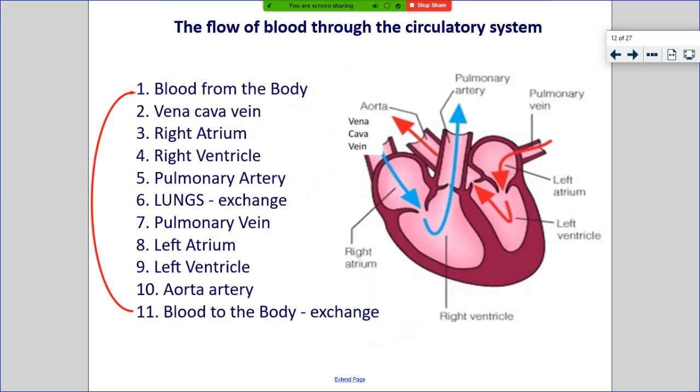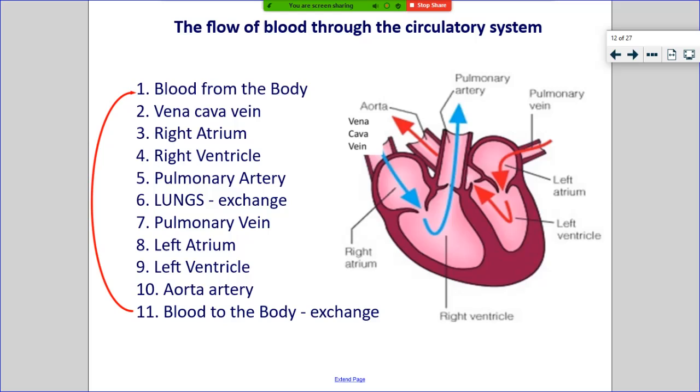So you need to learn the order in which the blood flows through the circulatory system. So it'd be worth pausing the video and just going over this again and again. So blood comes back from the body in the vena cava into the right atrium, from the right atrium down to the right ventricle, up and away from the heart, through the pulmonary artery to the lungs.